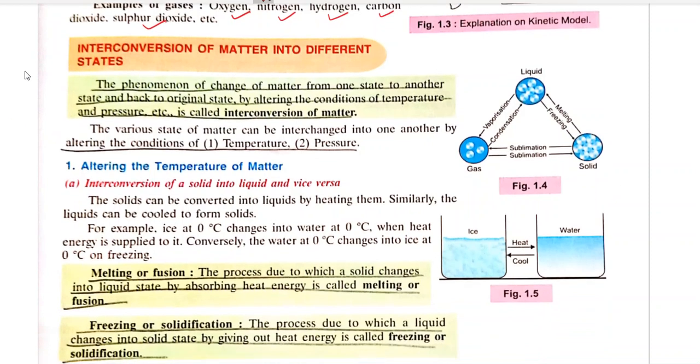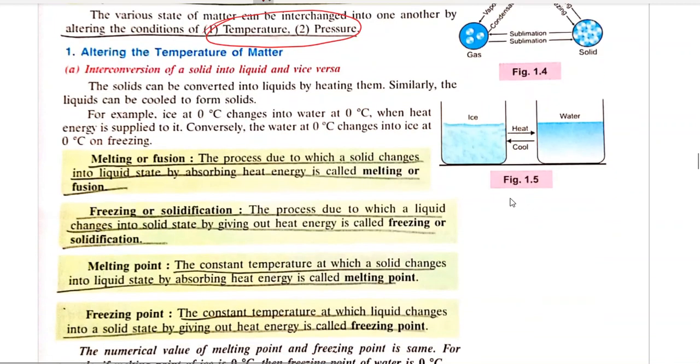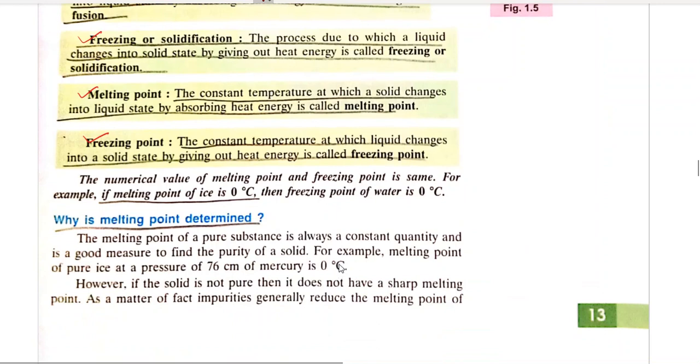Then we also studied about the interconversion of matter into different states, right? And we know that by altering these two conditions, that is temperature and pressure, the various states of matter can be interchanged. And we studied the definitions of melting, freezing, melting point, freezing point, right? Why is melting point determined? Okay, this is new. Let's study this.